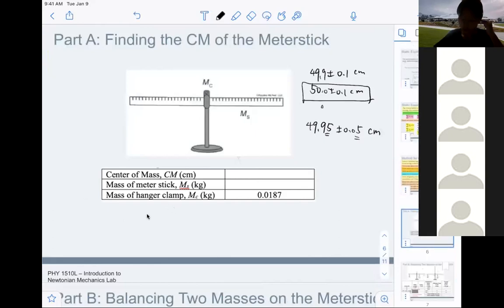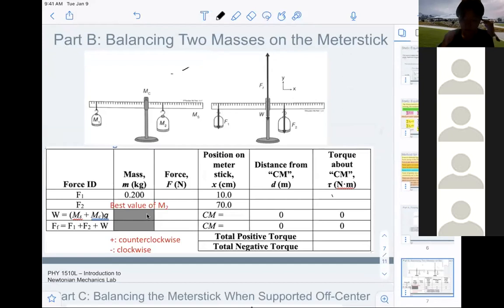So for part B, you're balancing 2 different masses. Viewing this meter stick as a seesaw, right? You have some mass here, some mass there. Whichever is heavier, you need to move it closer to give it a shorter lever arm in order to balance it. So we are trying to set up all our force equations and all our torque equations in order to see whether they are indeed balanced.